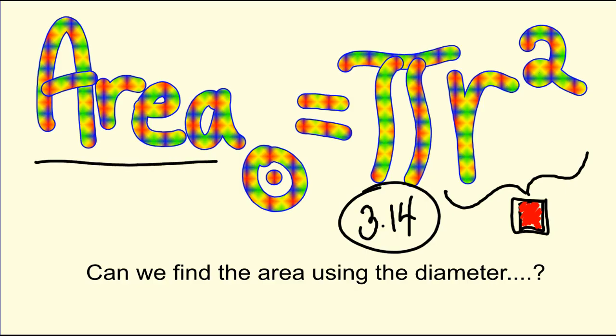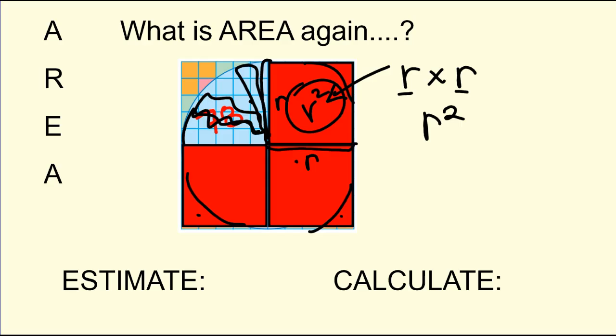Area for a circle is equal to pi times the radius squared. Or, some people like to say, pi times r times r. Or radius times pi. Turns out that works for every single circle. Let me clear this off again.